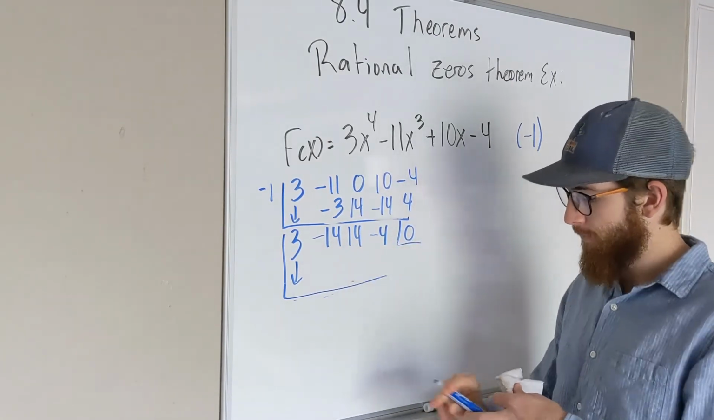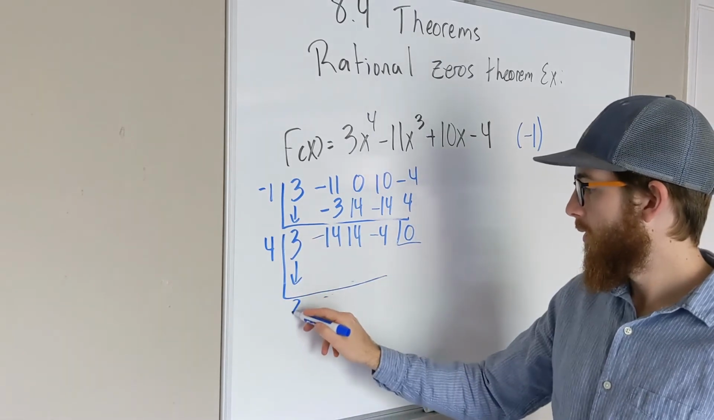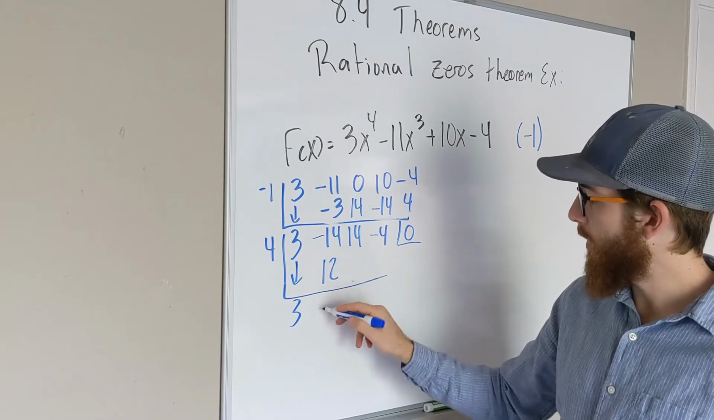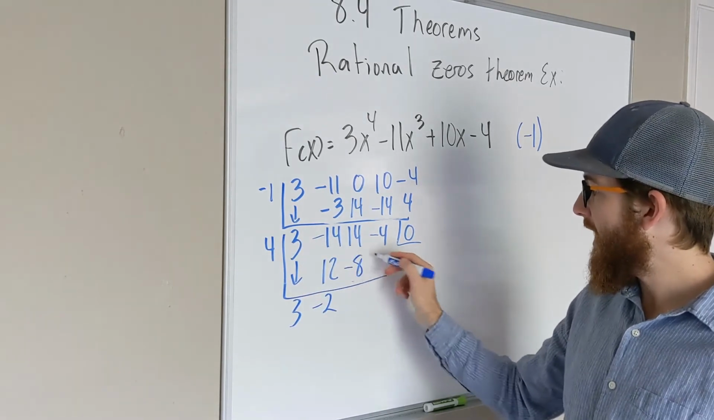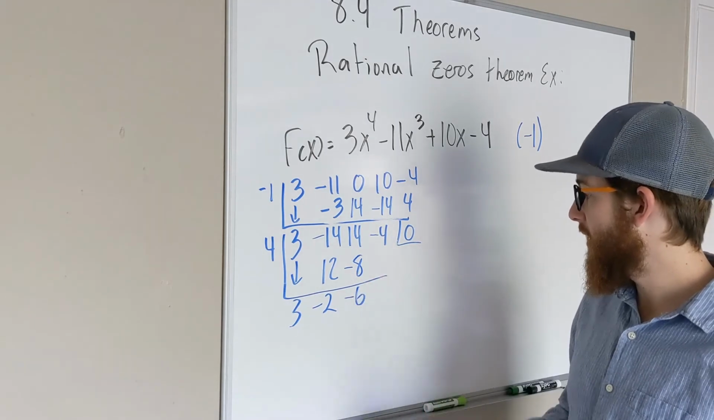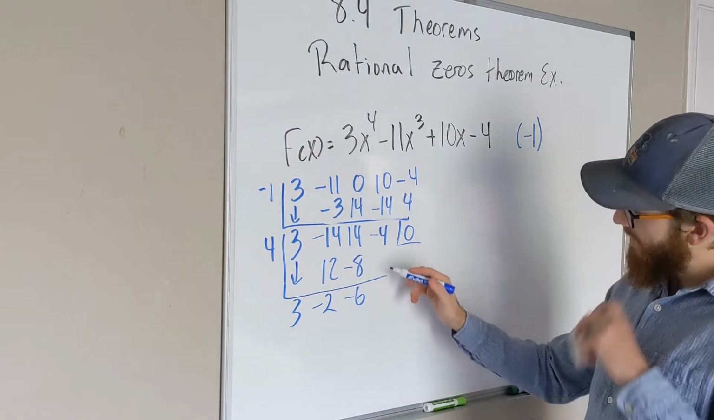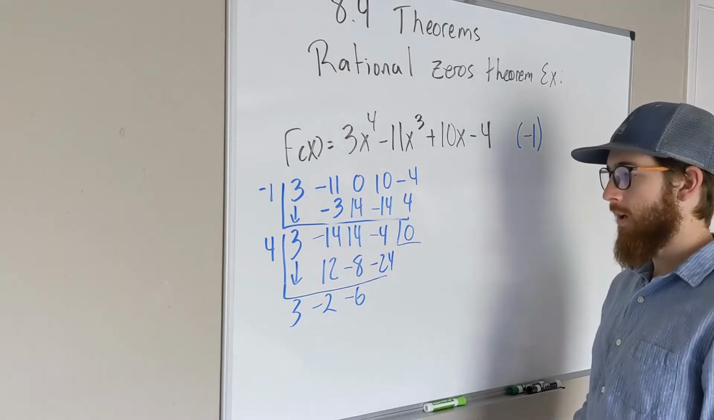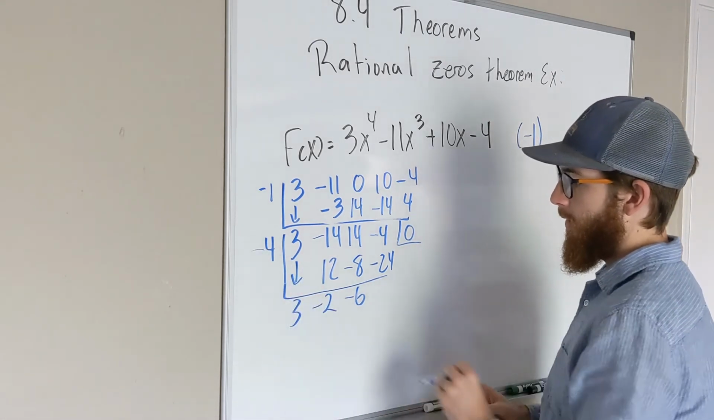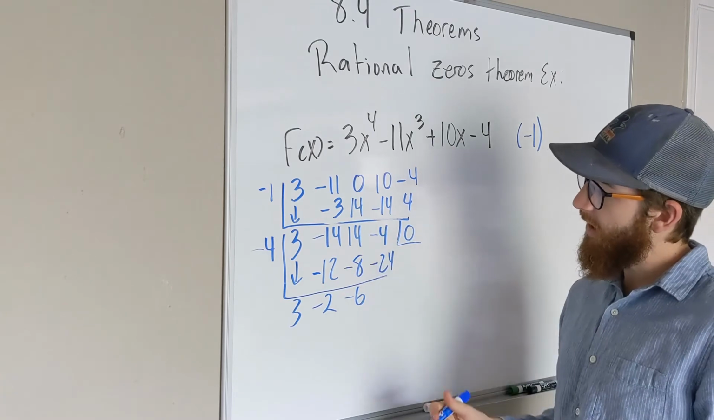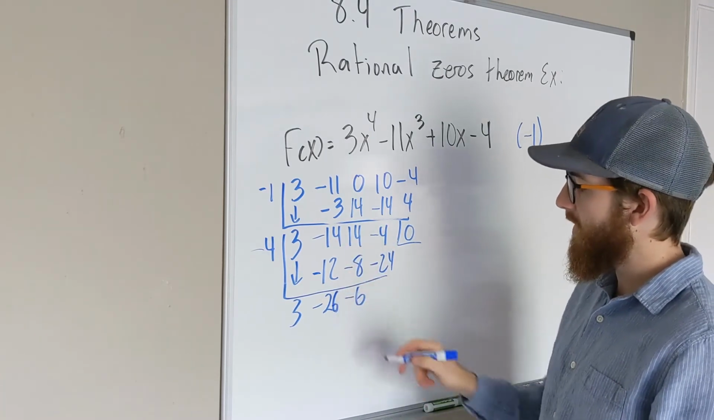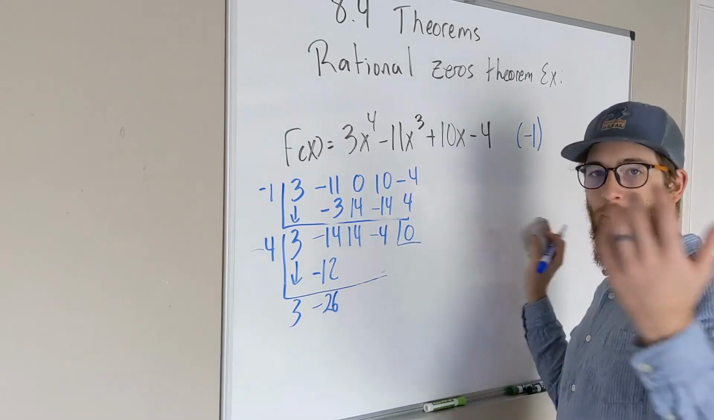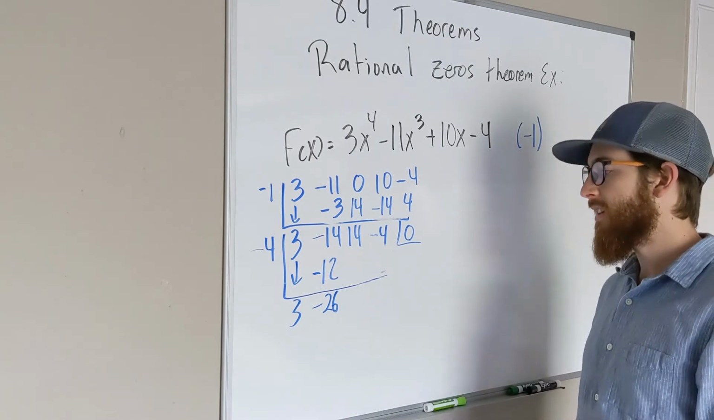Okay, so let's try 4. So 3 times 4 is 12. Negative 14 plus 12 is negative 2. That would be negative 8. That would be negative 6. Let's see, negative 24. So that one doesn't work either. Okay, what about negative 4? Well, that would be negative 12. 14 and negative 14 and negative 12 is negative 26. Negative 26 times negative 4, is that going to get really big, or is that going to eventually cancel out? It's going to keep getting bigger.